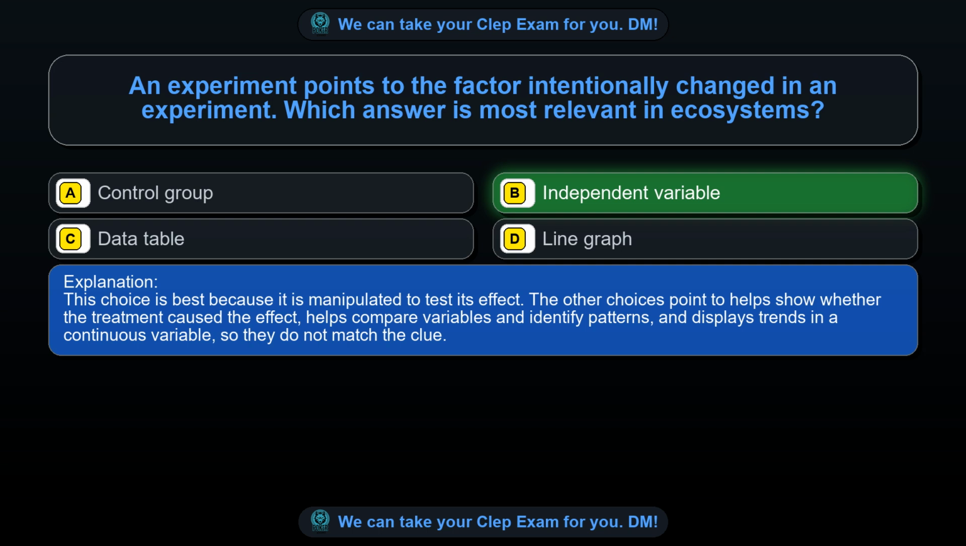This choice is best because it is manipulated to test its effect. The other choices point to help show whether the treatment caused the effect, helps compare variables and identify patterns, and displays trends in a continuous variable, so they do not match the clue.